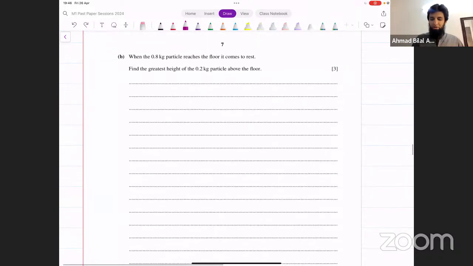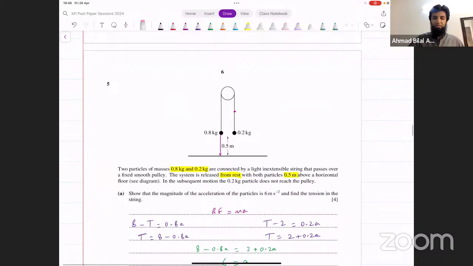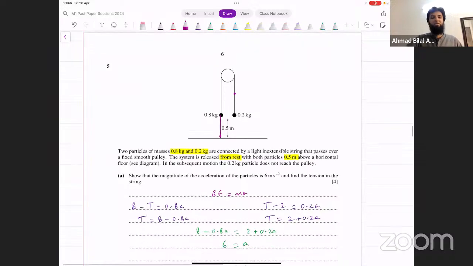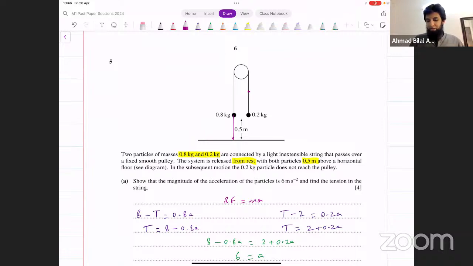Now we're talking about the 0.2 kg particle, right? How much distance does that travel? What's the greatest height that particle reaches? Now think about it. It starts from rest, so its initial velocity here was 0 meters per second. How much distance does it move upwards until this point when the first particle reaches the ground? The distance above the ground was 0.5 meters.